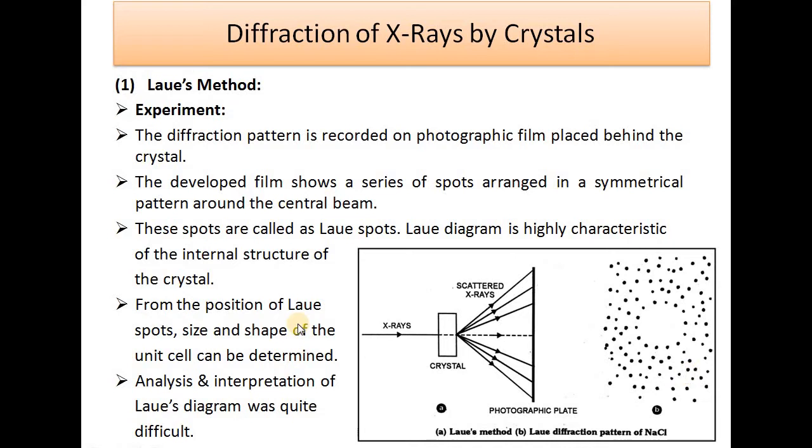But what was found was that analysis or interpretation of this Laue diagram was quite difficult. It was not easily interpreted or analyzed. So the scientists thought there should be some other method which is easier, in which we get an X-ray diffraction pattern that is easy to interpret or analyze.